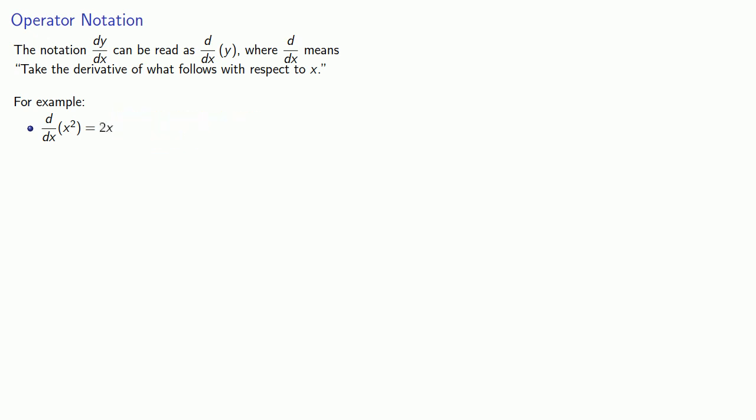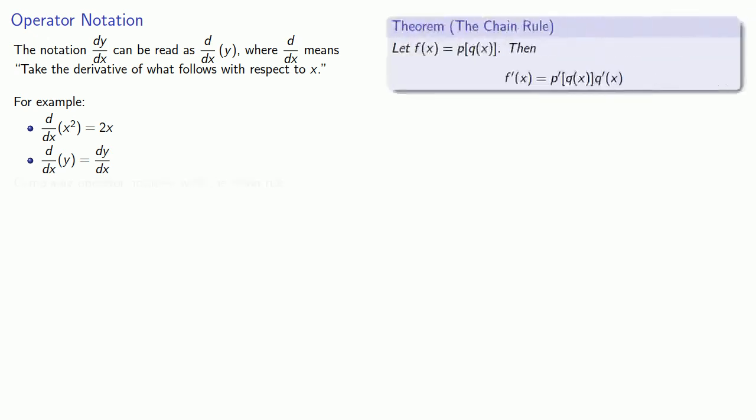2x. The advantage of operator notation is that we can write down an expression without knowing what it actually is equal to. So we can write d over dx of y, and we know this is take the derivative of y with respect to x, which we can write as dy/dx. We can combine this operator notation with the use of the chain rule. So d over dx of y cubed.